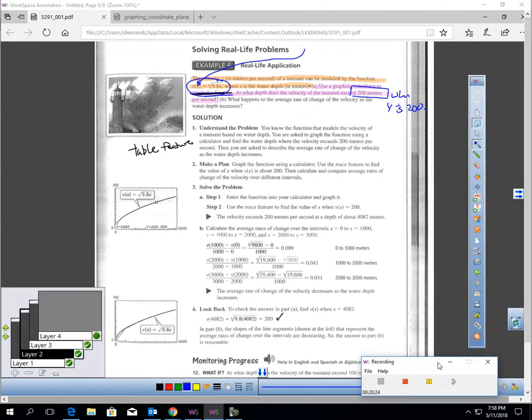4,082. And do you see how 4,082 is matching what the book is saying? I have that right here. 4,082 would be about the depth of the water. That would be the depth of the water for a tsunami to exceed 200 meters per second in speed. So that's how we can use that.